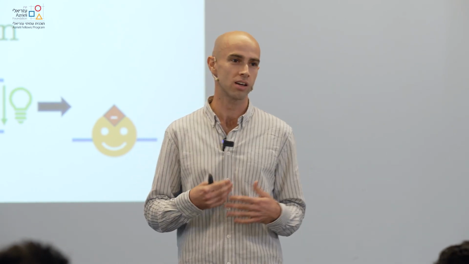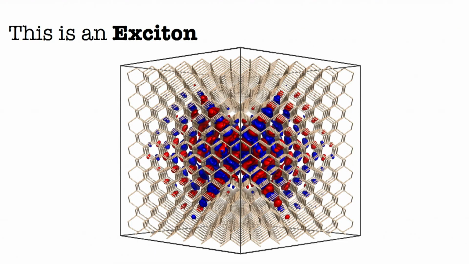So now, let's see what an exciton looks like when we try to calculate how it spreads inside a material. Without getting deep into the details, this is what an exciton looks like inside a material. We can see silicon here. The brown lines show the atoms, and we can see places where the exciton density is high in blue and red.